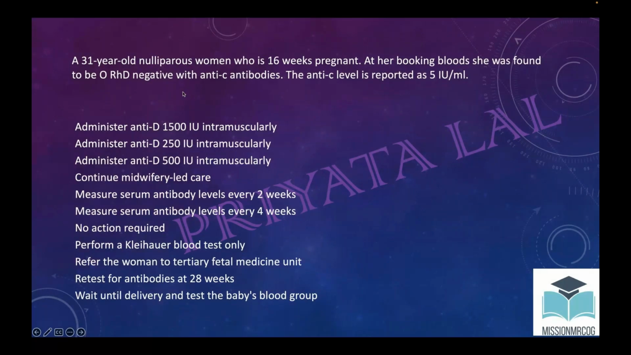So a 31-year-old woman with 16 weeks of pregnancy. On her booking blood, she was found to be RH negative with anti-C antibodies. The anti-C level is 5. What to be done? Measure antibody levels every 4 weeks, because it is less than 7.5.